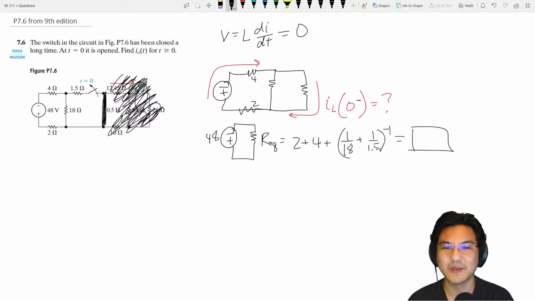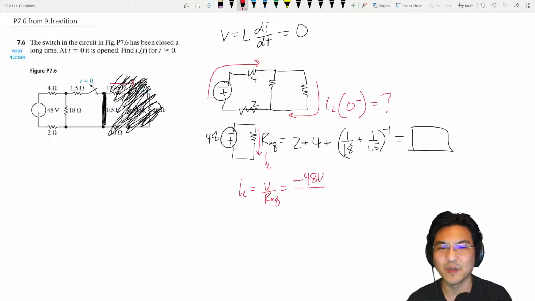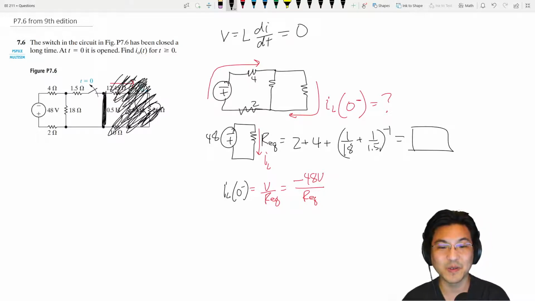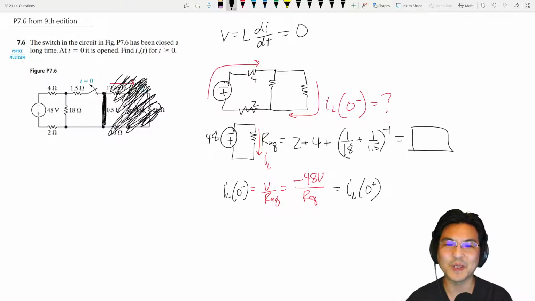So what is the voltage? 48 over here. So the current here is just V over R. So IL is V over R. And then it's kind of upside down, right? So minus 48 over whatever this equivalent resistance is. Okay, so now we know this is at t equal to 0. Okay, and for an inductor, it's impossible for current to change instantaneously. So this is also IL at t equal to 0 immediately after you open the switch.